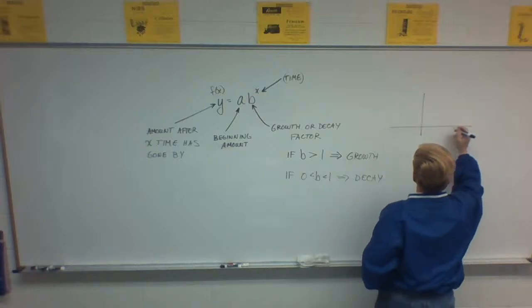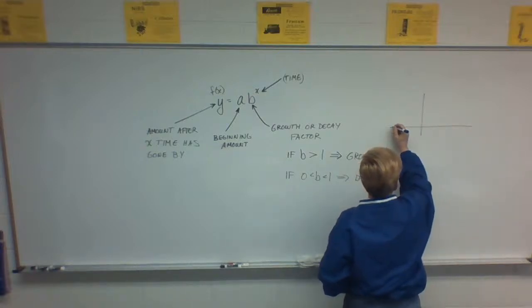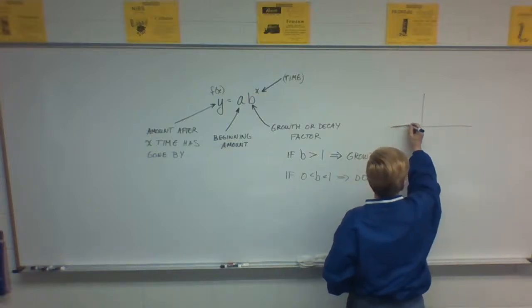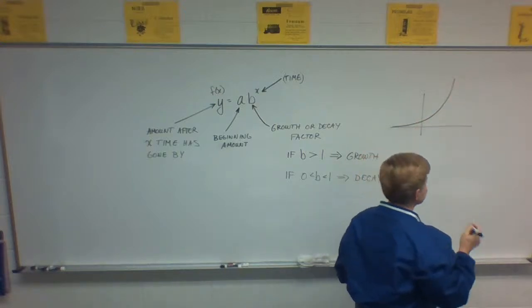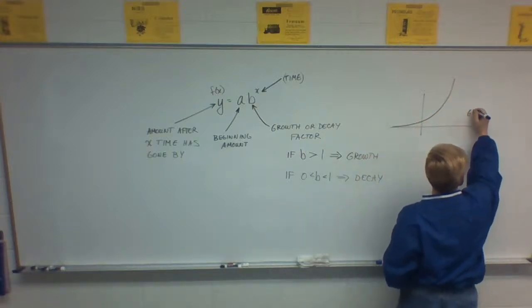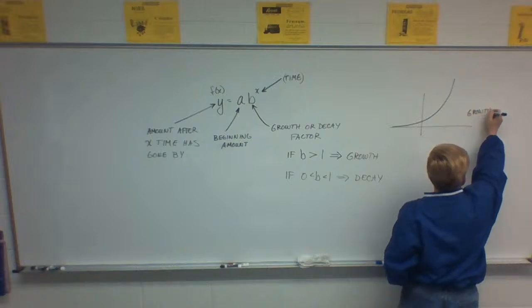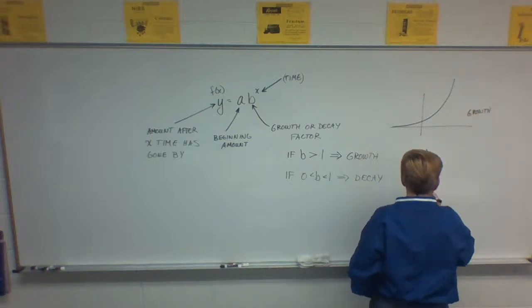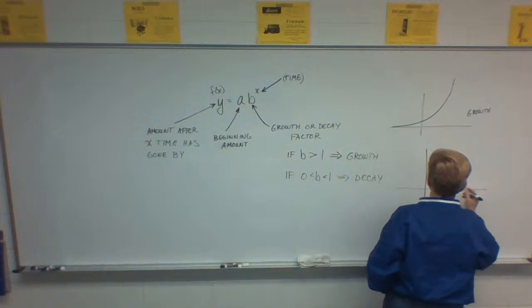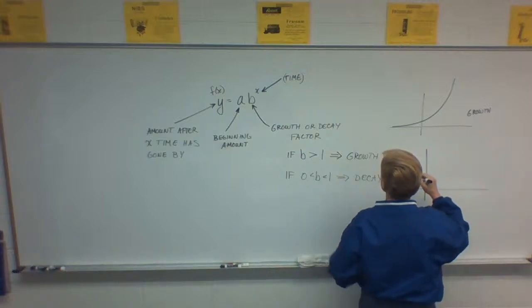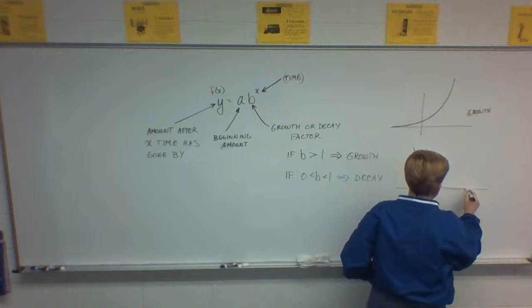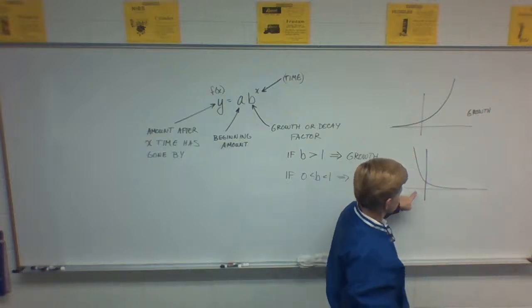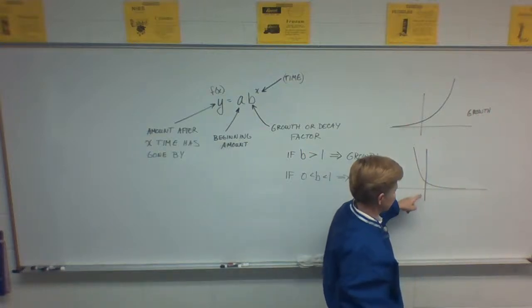In a general way, a general shape for a growth model starts asymptotically over here, crosses the y-axis, and goes up pretty darn fast. This is a growth graph. If you have a decay graph, it means you start pretty high up, but it keeps getting smaller and smaller and smaller as time gets bigger or as x gets bigger. And it looks like that. Both are asymptotic on the x-axis.